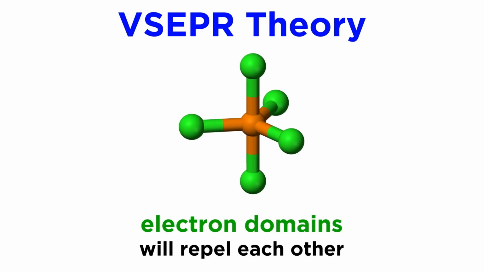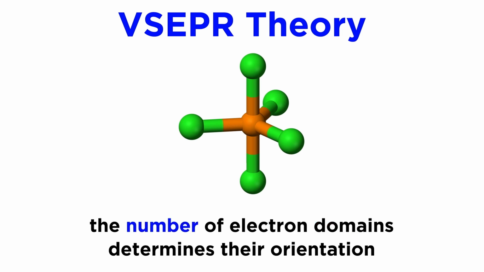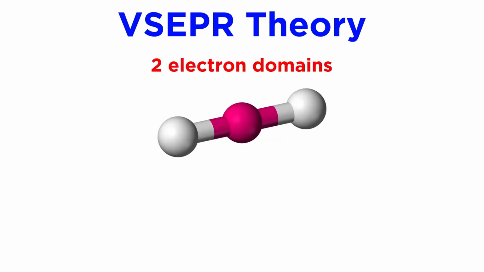The central idea of VSEPR theory is that the things that surround an atom, whether they are bonding pairs of electrons or lone pairs, consist of negatively charged electron density, and these areas of electron density will repel each other. This means that the electron domains surrounding an atom will spread out to be as far away from each other as possible. The orientation that these electron domains will adopt depends on the number of them present. Two electron domains that surround a central atom will find that a 180-degree bond angle is the best way to maximize the distance between them.